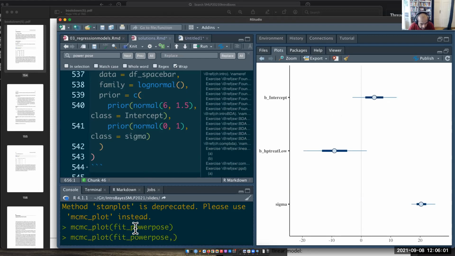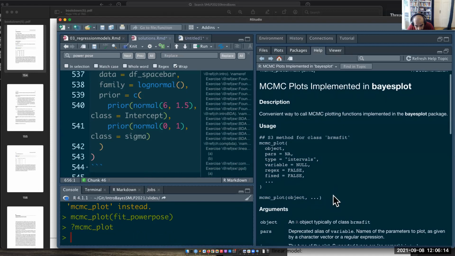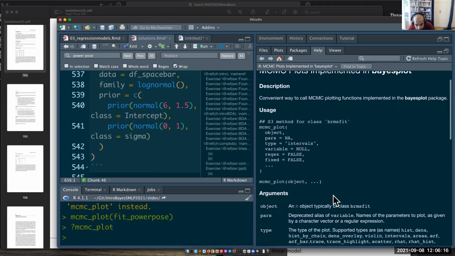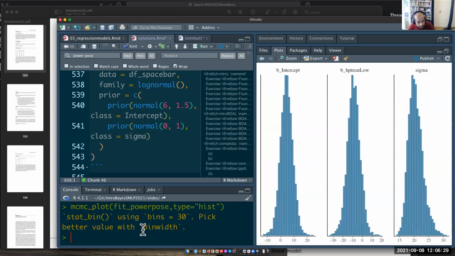If I say, how do I get a histogram? Whew, I can't remember this. Just a minute. Intervals type, I think it's type, right? Hist, yeah, okay. So type hist. This should give me a histogram. Yeah, so these are the three things that I see, right?